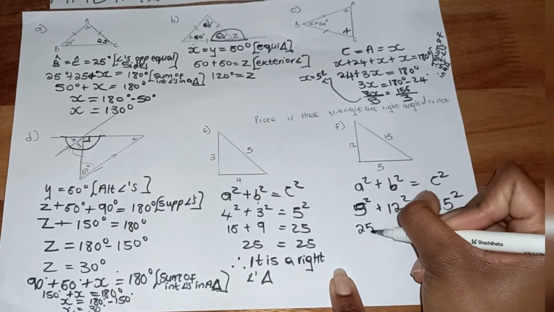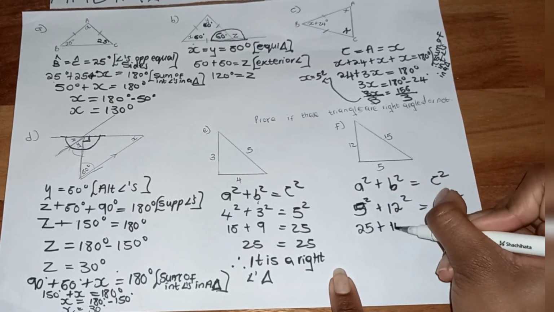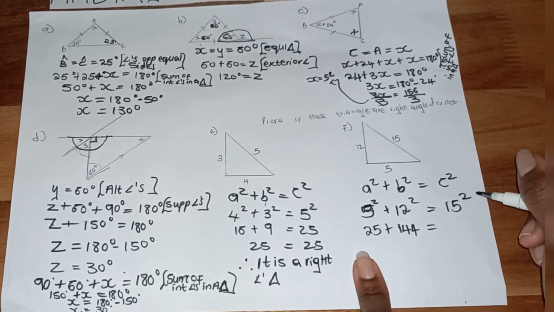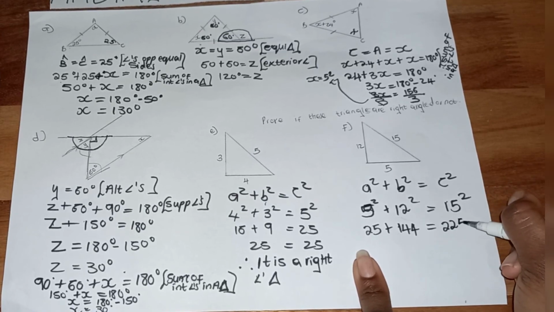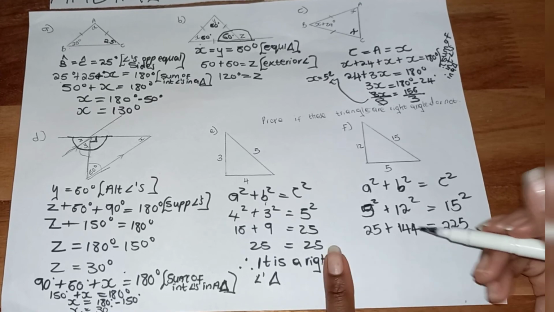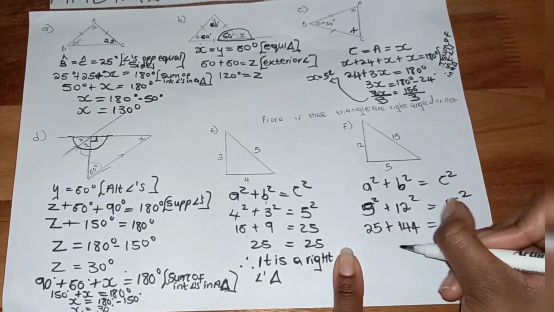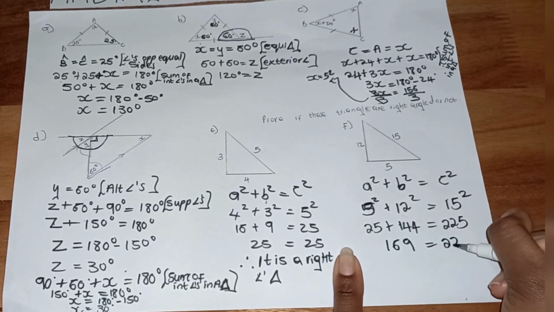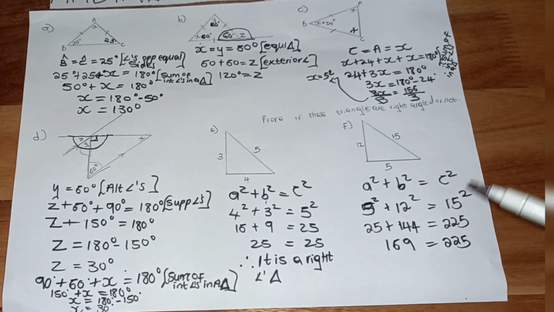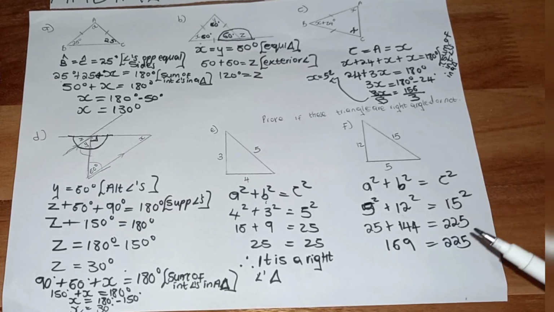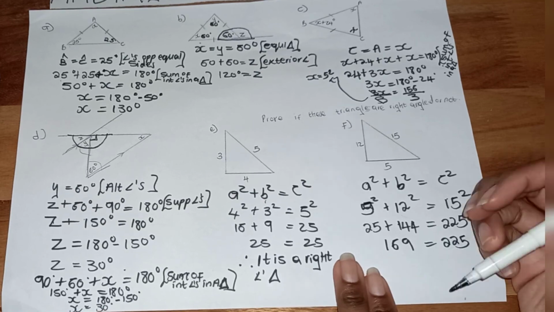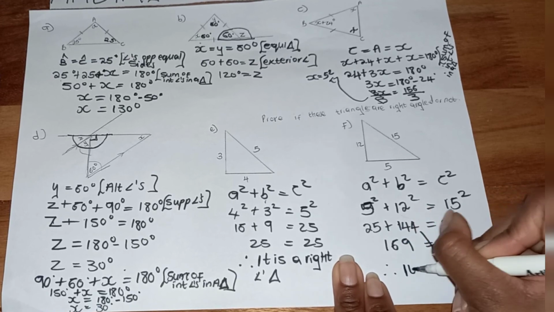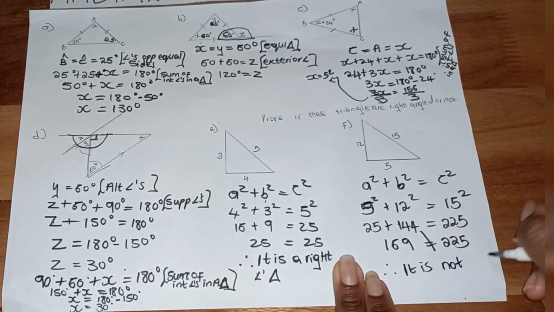and then 5 squared equals to 25, and then 12 squared equals to 144, and then 15 squared equals to 225. Now you're going to add 25 plus 144 equals to 169, which does not equal 225. So you can see that the theorem of Pythagoras here does not apply, meaning that this is not a right angled triangle. Therefore, it is not a right angled triangle.